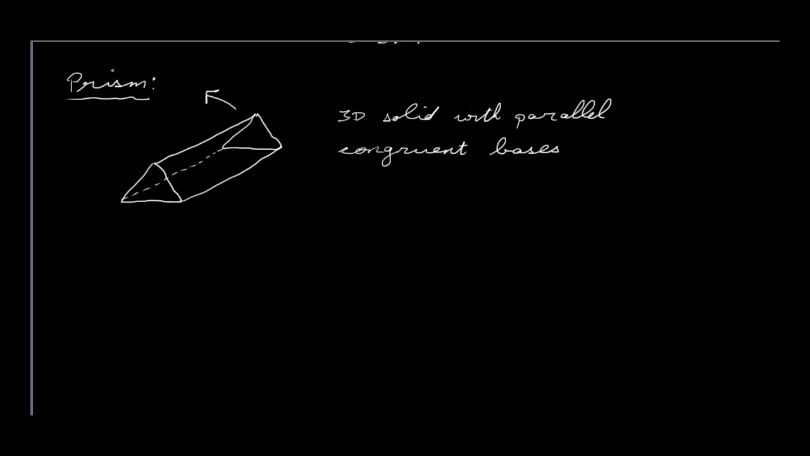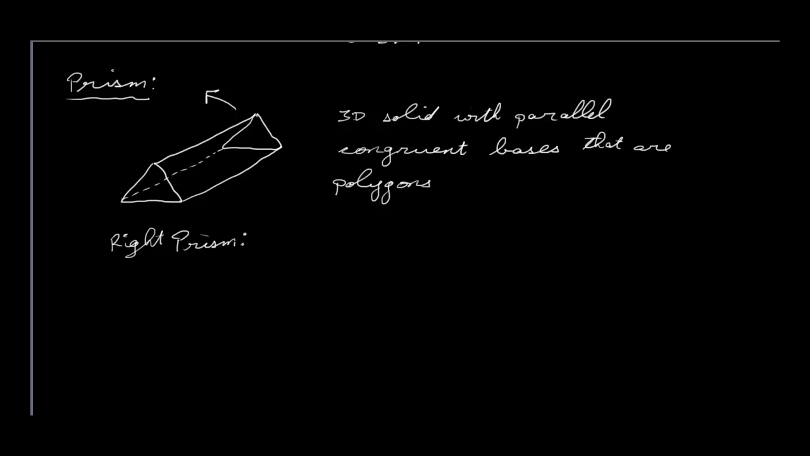So a prism then is a 3D solid with parallel congruent bases. These two triangles are parallel and they're bases. And they're also polygons, so they're triangles or squares or pentagons and so on. So this is our definition of a prism, if you like. We also have what's called a right prism.